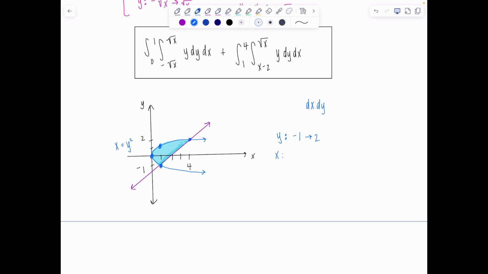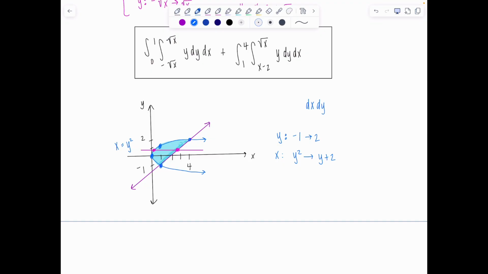And x is bounded between, so when you draw your line, it's bounded on the left by the parabola and on the right by the line. So x equals y squared up until x equals, very good, Vincent, y plus 2. How are we on that part? Yeah? The outermost limits are constants.